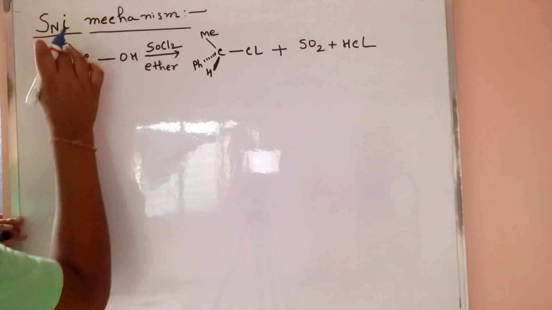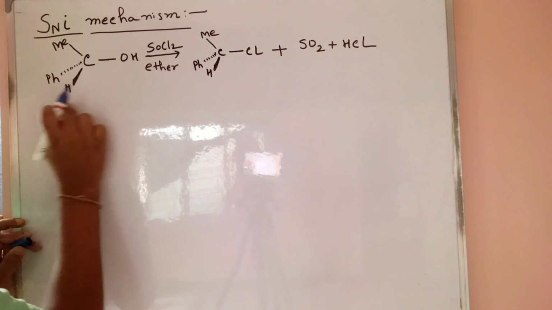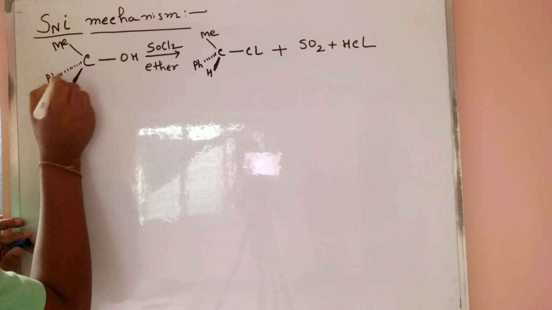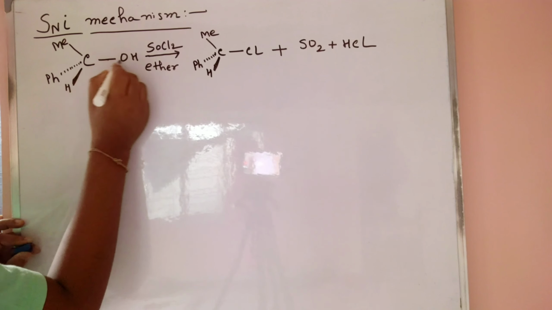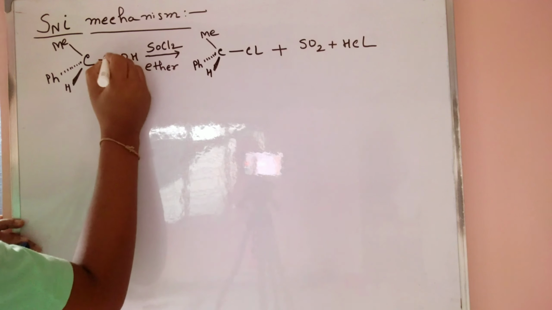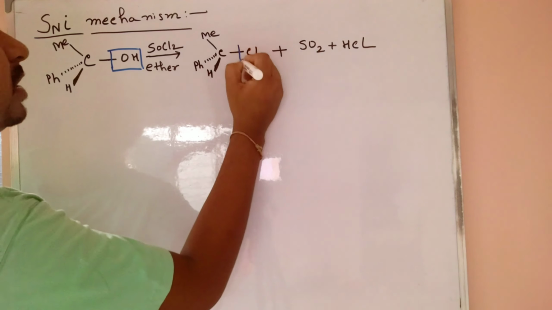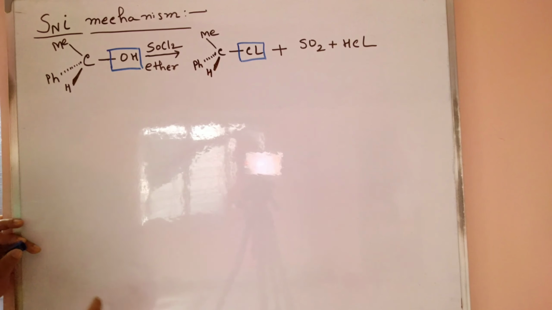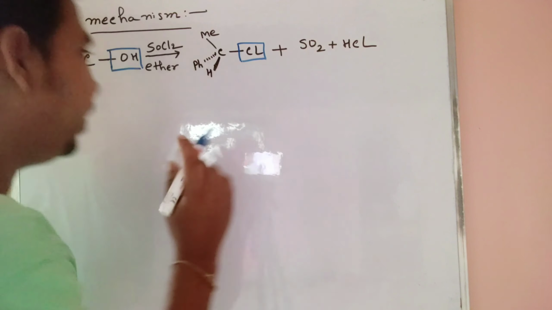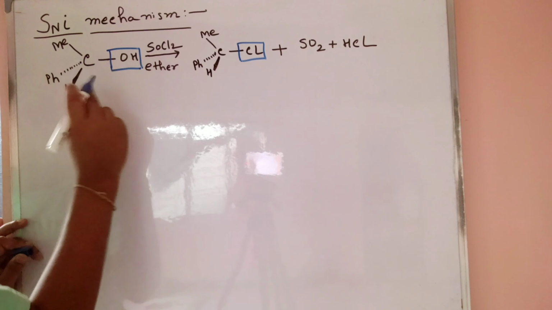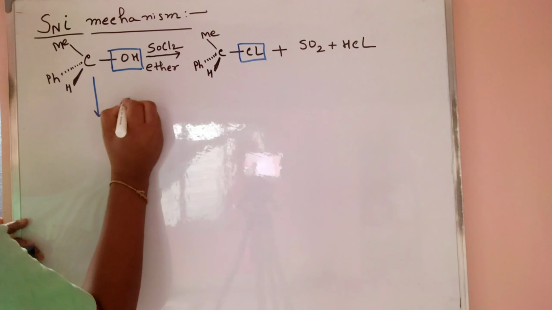So here is the SNi mechanism, in case the starting material has CH and Ph downside and methylene on the planar, and OH present. Here OH is easily converted to Cl, that is the retention of configuration. So what is the mechanism that operates here?